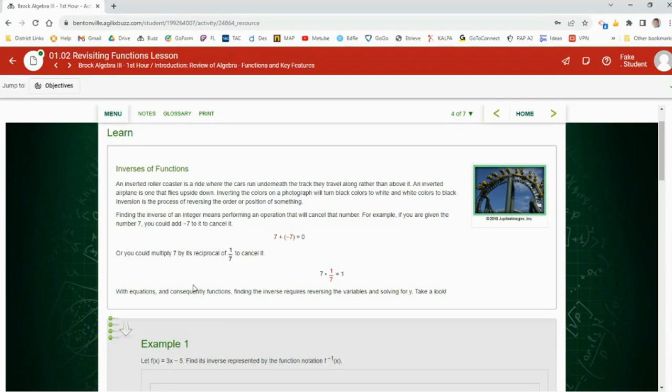So with equations and consequently functions, finding the inverse requires reversing the variables.